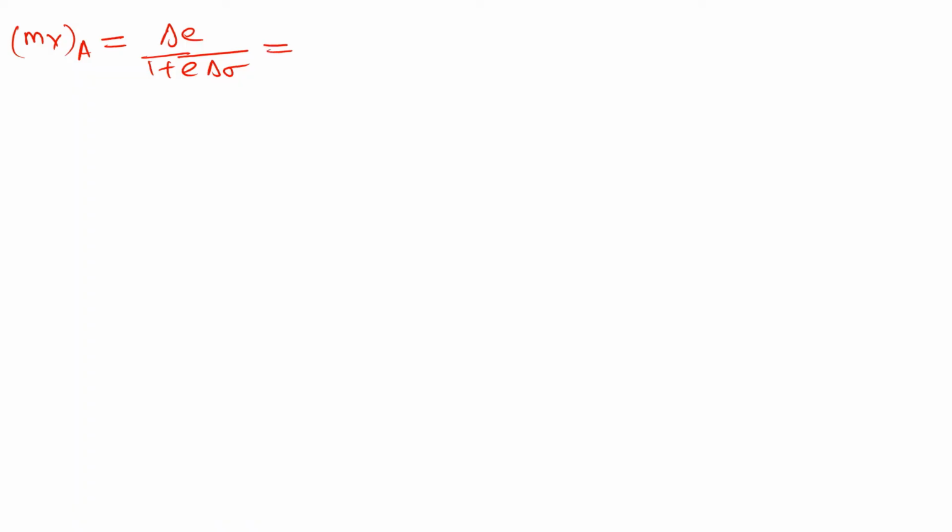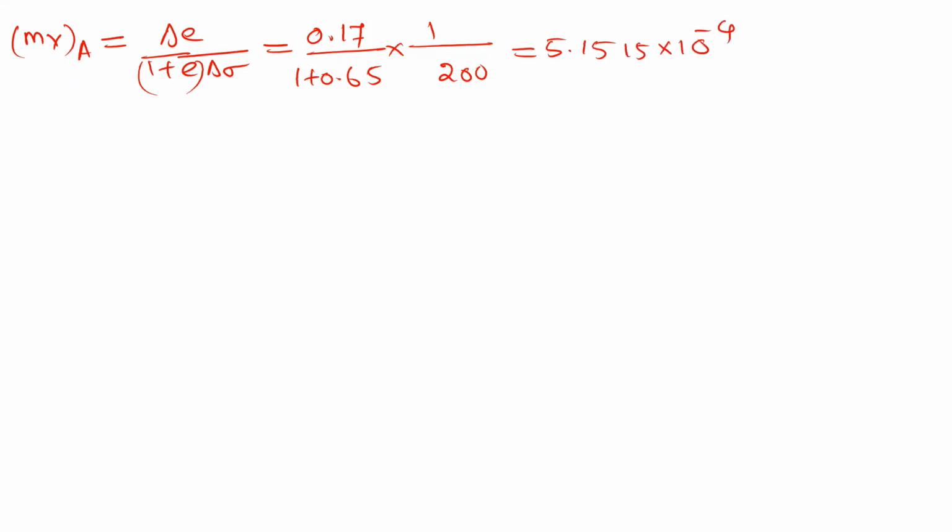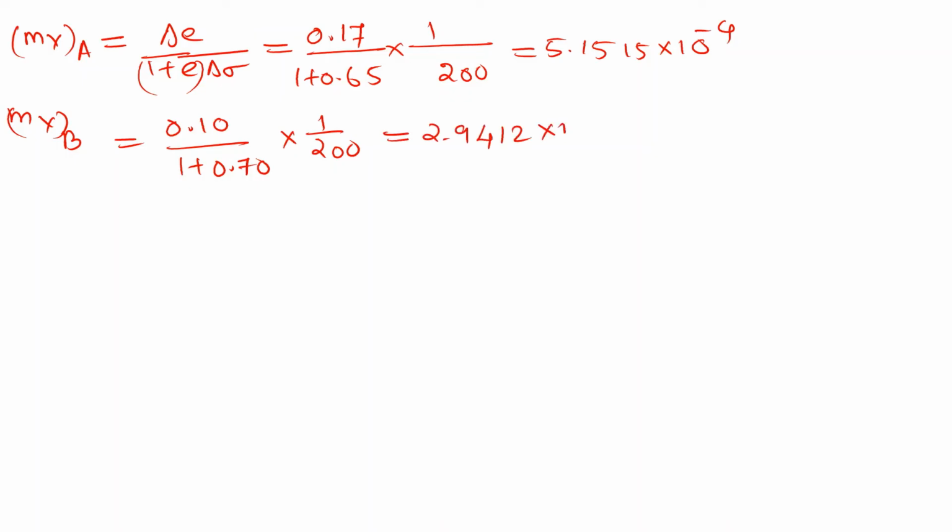Delta e means the difference between the final void ratio and initial void ratio, so we will get it as 0.17. So 0.17 divided by 1 plus 0.65, into 1 by delta sigma, the final stress minus initial stress, that is 200. We get 5.1515 into 10 raised to minus 4. Similarly, for B, delta e is 0.10, divided by 1 plus 0.70, into 1 by 200. It comes as 2.9412 into 10 raised to minus 4.